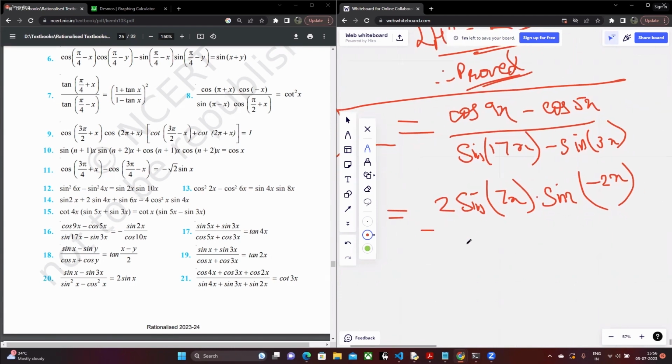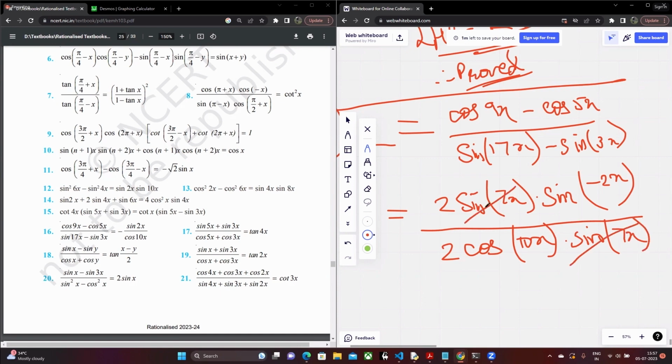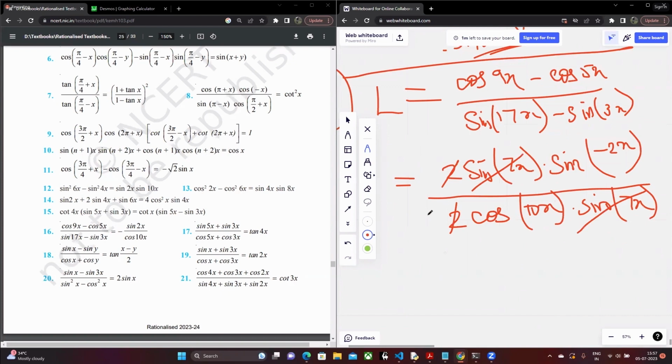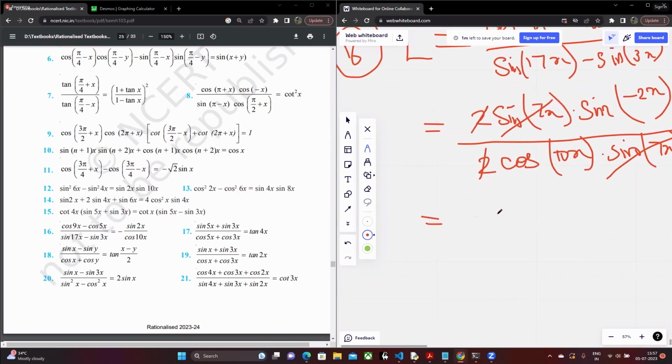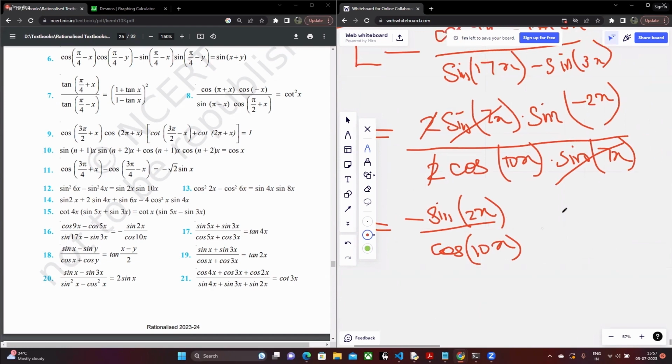Divided by sine A minus sine B. Again, the formula is 2 into cos of (17 plus 3) by 2, that is going to be 10x, because 17 plus 3 is 20, into sine of (17 minus 3) divided by 2. That is again going to be 7x. So this 7x and this 7x are going to get cancelled. You are basically left with minus sine of 2x, because sine of minus 2x is minus sine 2x. Sine is odd. Divided by cos of 10x, which is equal to the RHS.